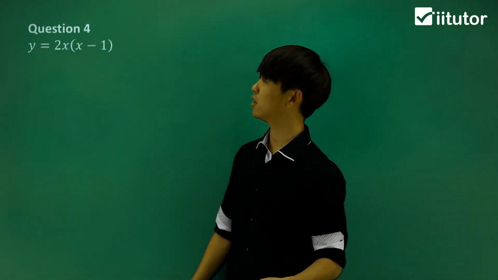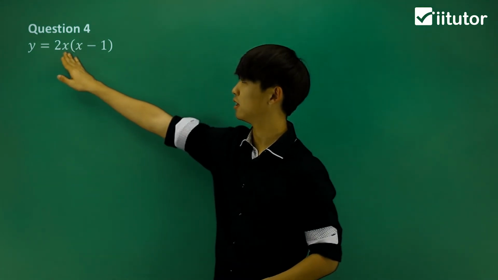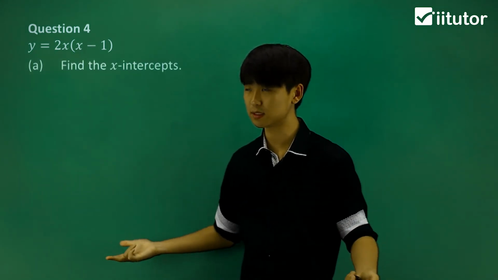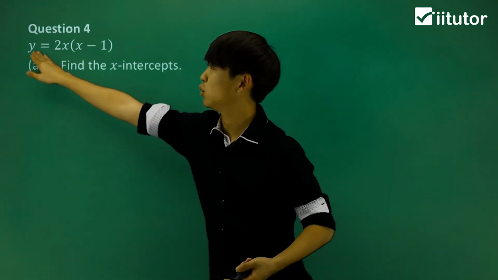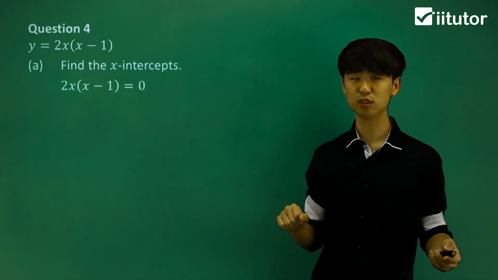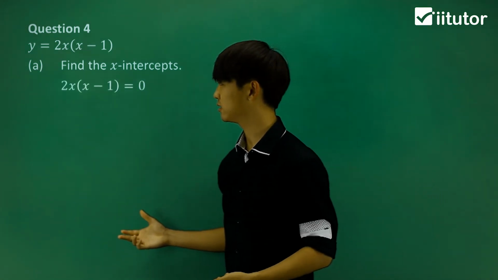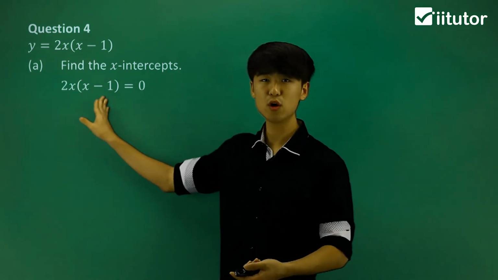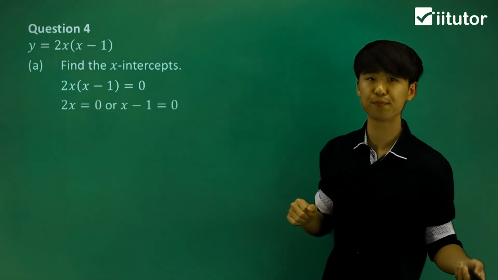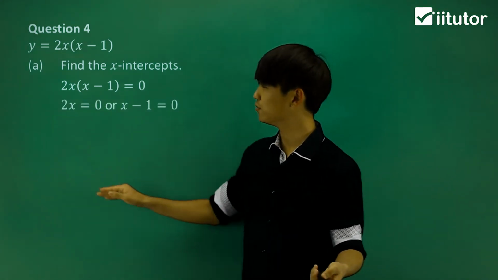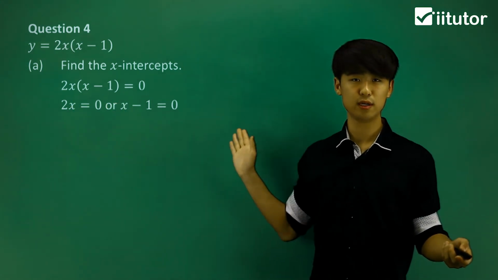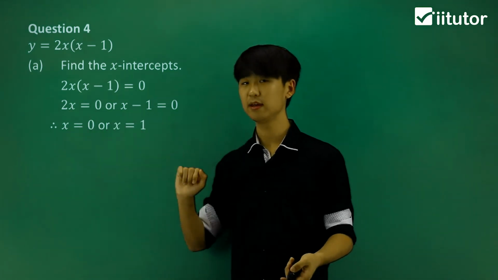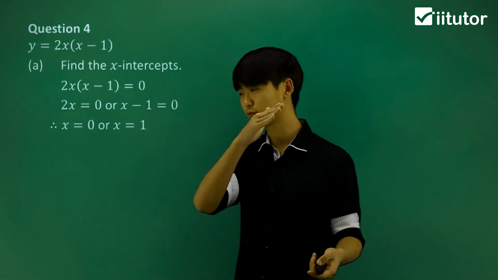Question 4. In this question, we have a bit of a different looking equation, but it's still a quadratic. Let's find our x-intercept. The x-intercept is when y is equal to 0. Very easy. So put 0 into y, and we're going to solve this. Now this multiplied by this equals 0. So either 2x must equal 0, or this bracket x minus 1 must equal 0. If we solve them, in this one, x must equal 0, and in the next one, x must equal positive 1. They are our two intercepts, which are also the roots of this quadratic.